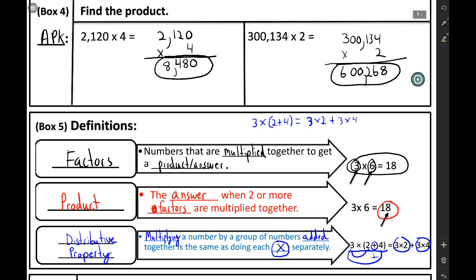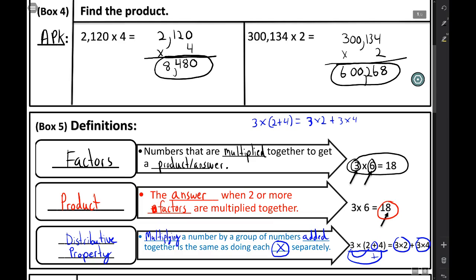So, for example, I don't have enough room to actually write it out right here, so I wrote it out on the top right here. I'm going to solve this for you so we can see the distributive property as it is. So, in this case, 3 times (2 plus 4) equals 3 times 2 plus 3 times 4. So let's see if this is true.